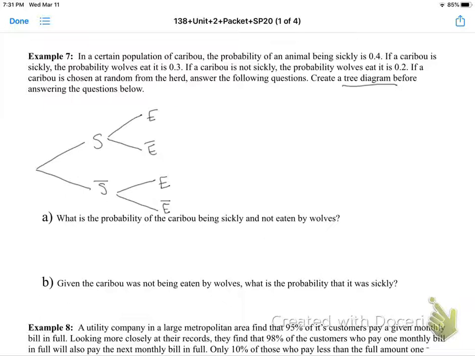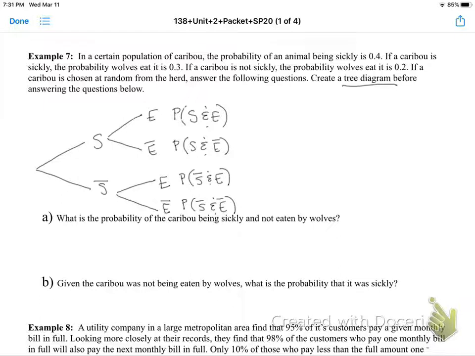And the deal here is that when we get to the very end of each of these branches, what we see happening is that the probability here at the end of this branch is the probability the animal is sick and eaten. And then this one is going to be the probability that the animal was sick and not eaten, right? And then we keep going. So this one's going to be the probability that they were not sick and eaten. And then finally, not sick and not eaten. Okay, so that's what we're going to end up finding in the very end.